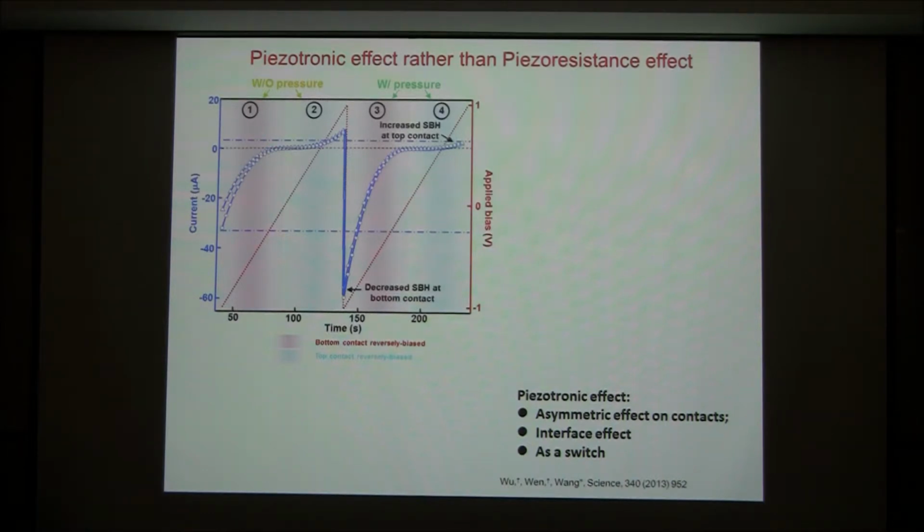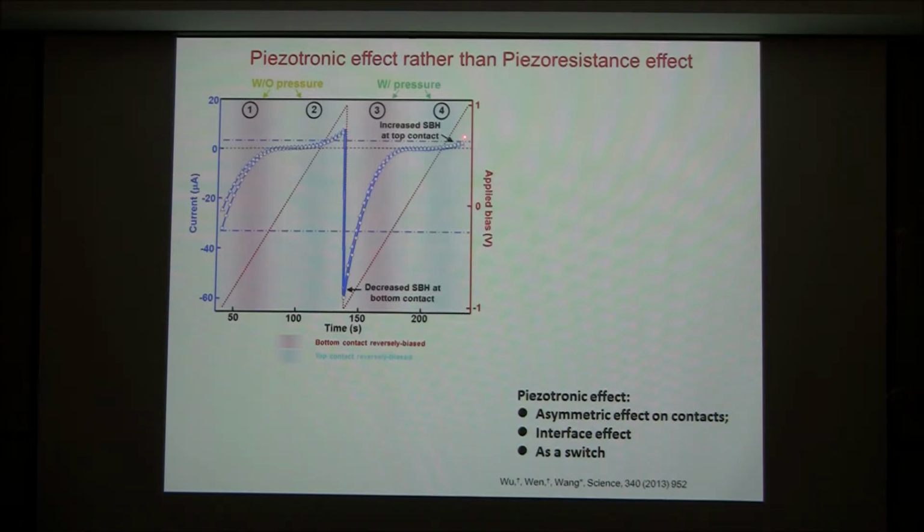Let's see the current change, before we apply a pressure and after we apply the pressure. Before we apply the pressure, you measure the transport when you're sweeping the bias from reverse bias to positive bias. Now, after you apply pressure, let's compare. On the positive bias, this was the current. After you apply the pressure, this was the current.